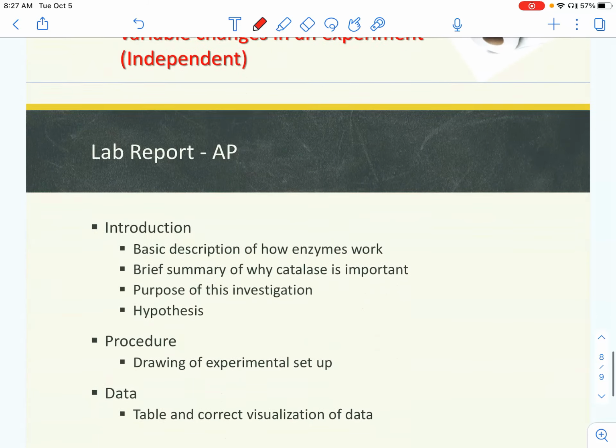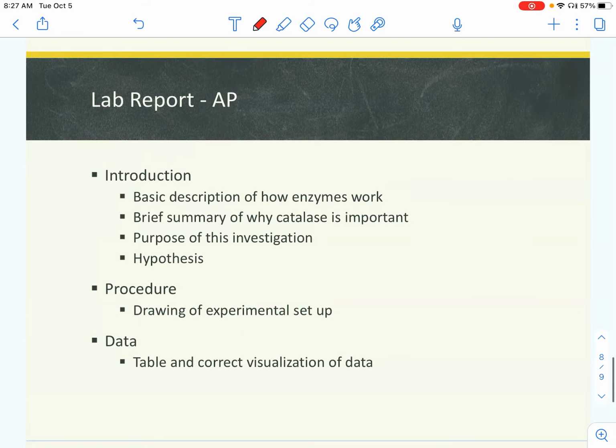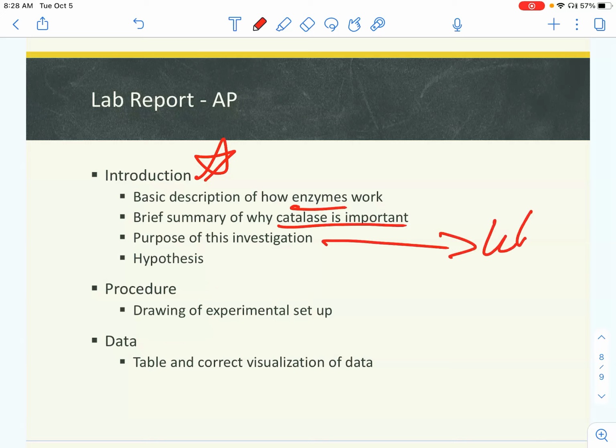I will ask you to draw this out. So here's your lab report. This is exactly what I'm looking for. We've already discussed this in class a little bit, but I just wanted to make a video to help you understand more specifics. So again, the introduction should include some basic understanding of what's happening with enzymes, like how do they work, why is catalase important. Basically I already told you all that. And then the purpose: again, in this course, why are we doing this? What are we learning about?